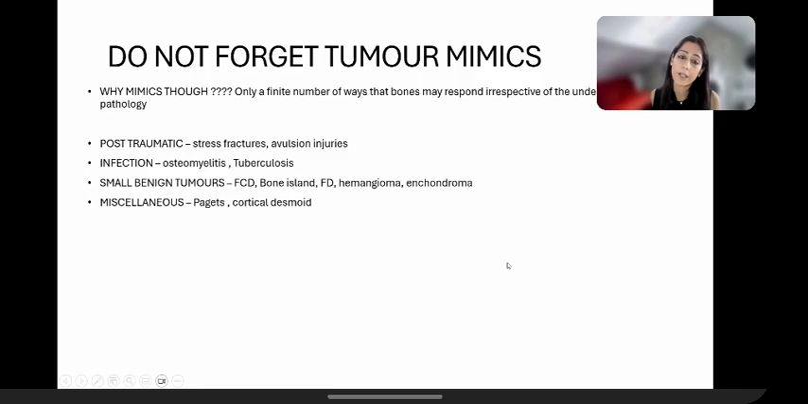And also, never forget tumor mimics. As we discussed previously, there is only a finite number of ways your bone will respond. Your host bone has a problem. Now that can be tumor, that can be infection, that can be anything, and there's only certain ways it's going to respond. So you will get a lot of tumor mimics, which can actually mimic tumors, which can be traumatic. You can have infection, you can have inflammatory diseases, and so on.